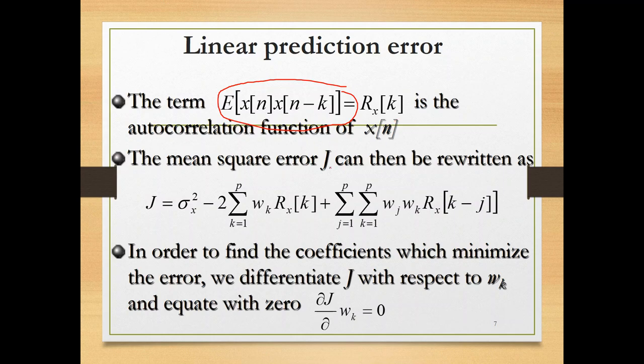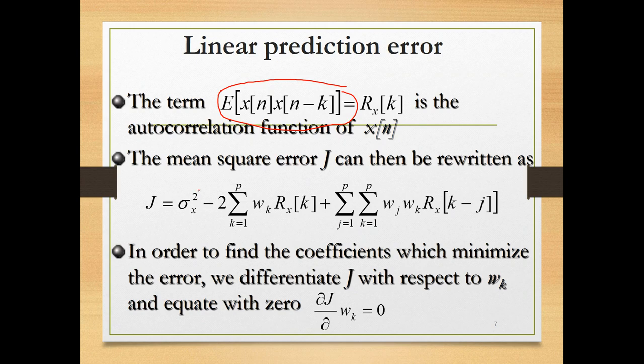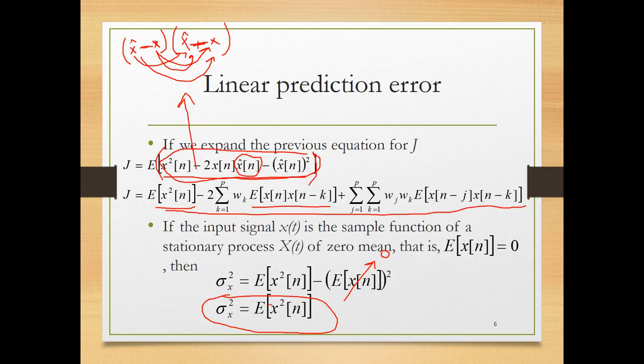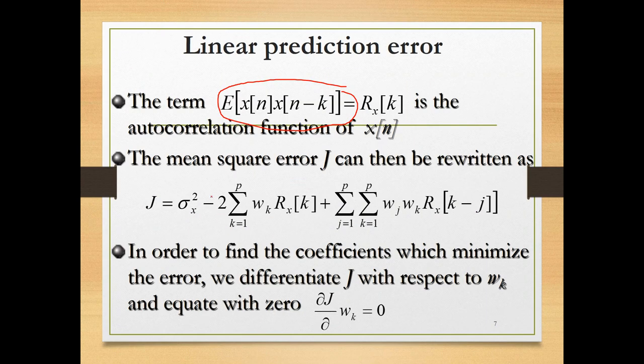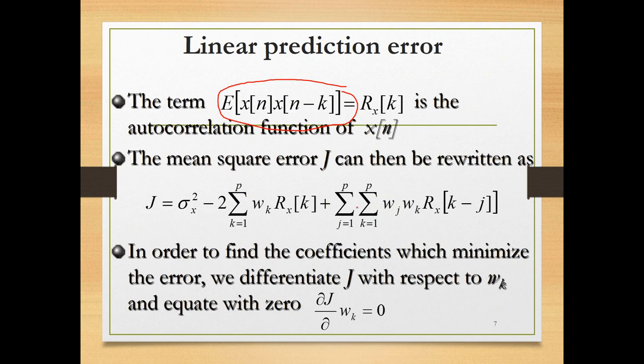The mean square error J can then be rewritten if you replace all the values like this with their autocorrelation. Then J, this equation, we can simplify to this form: J equals sigma x square, where sigma x is the variance we found here, minus 2 WK Rx of K. We found that this value Rx of K is the autocorrelation.